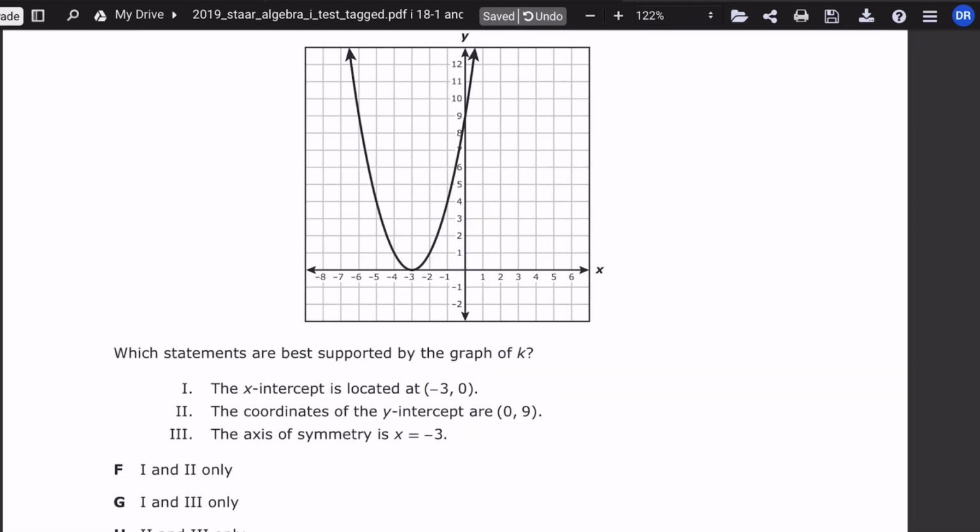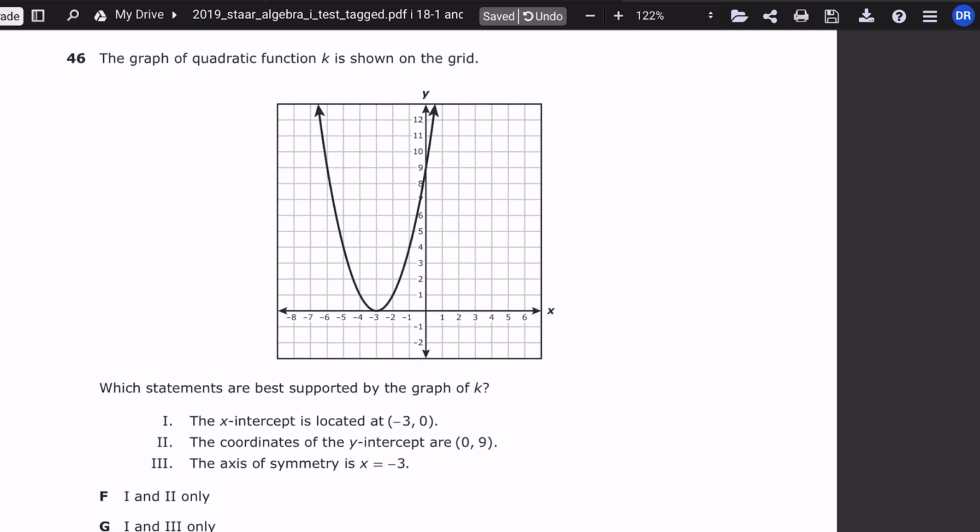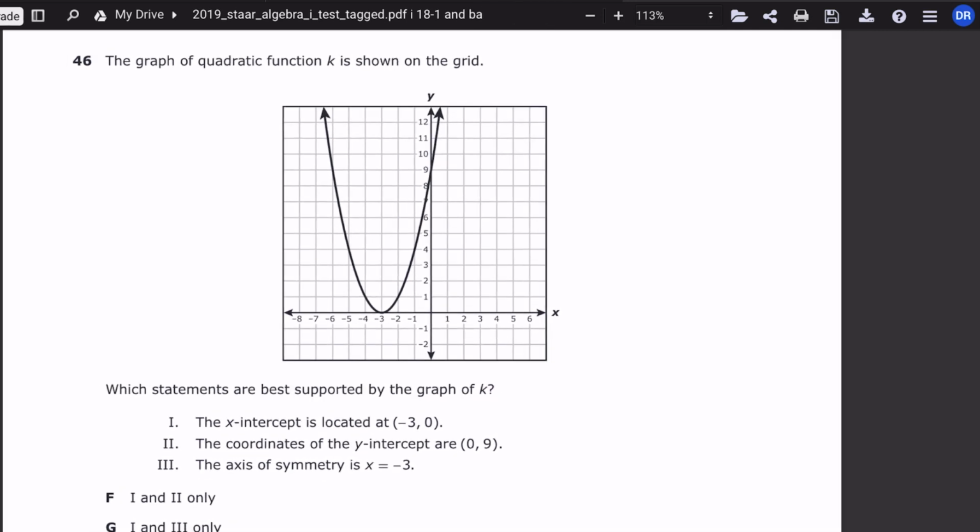Next, 46th one. In the 46th one, the graph of the quadratic function k is shown on the grid. Which statements are best supported by the graph of k? The x-intercept is located at (-3, 0). So the x-intercept, you know that this point is the x-intercept. The coordinates of the y-intercept are (0, 9). Yes, this is right. The axis of symmetry is x equal to minus 3. So that is also correct. So all three are correct here.